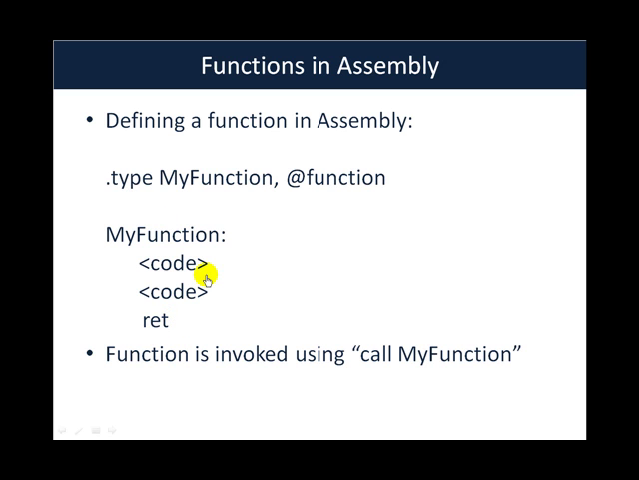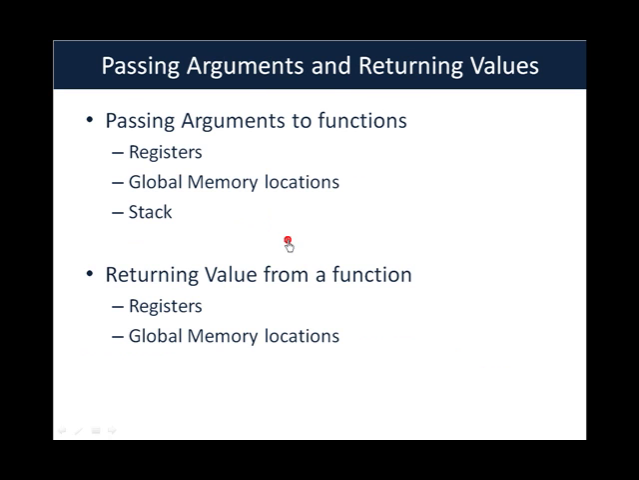Finally, when you want to call the function, you use the call myFunction instruction. So that is a very simple way to define a function. Now I guess you must be curious, how does one pass arguments to a function in assembly? You actually have various possibilities.